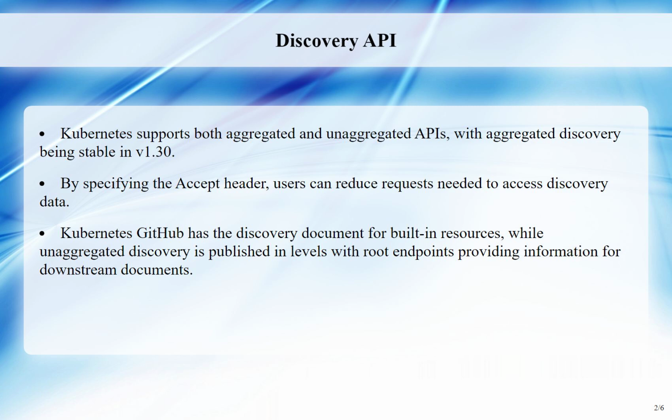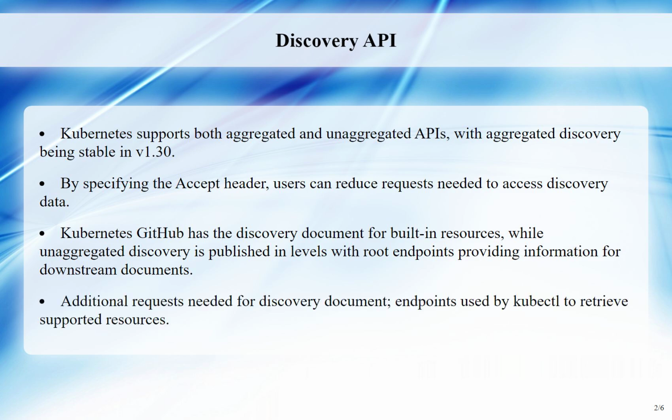not available for querying. On the other hand, unaggregated discovery is published in levels, with root endpoints providing information for downstream documents. Additional requests are required to obtain the discovery document for each group version. These endpoints, e.g. /apis/rbac.authorization.k8s.io/v1alpha1, are used by kubectl to retrieve the list of resources supported by a cluster.